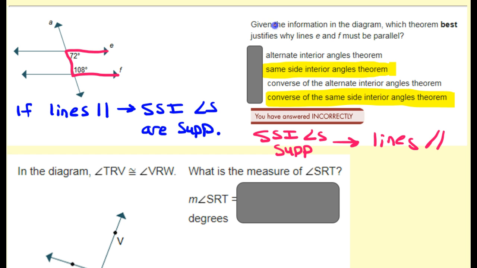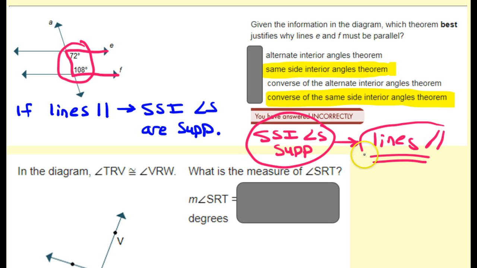So let's see, given the information in the diagram, which justifies why lines E and F are parallel. So you see, we're trying to determine and justify that the lines are parallel. What we're given are same side interior angles that are supplementary. So we're given this, and we're trying to conclude this. So this is the converse. So that's why this last choice is the answer.